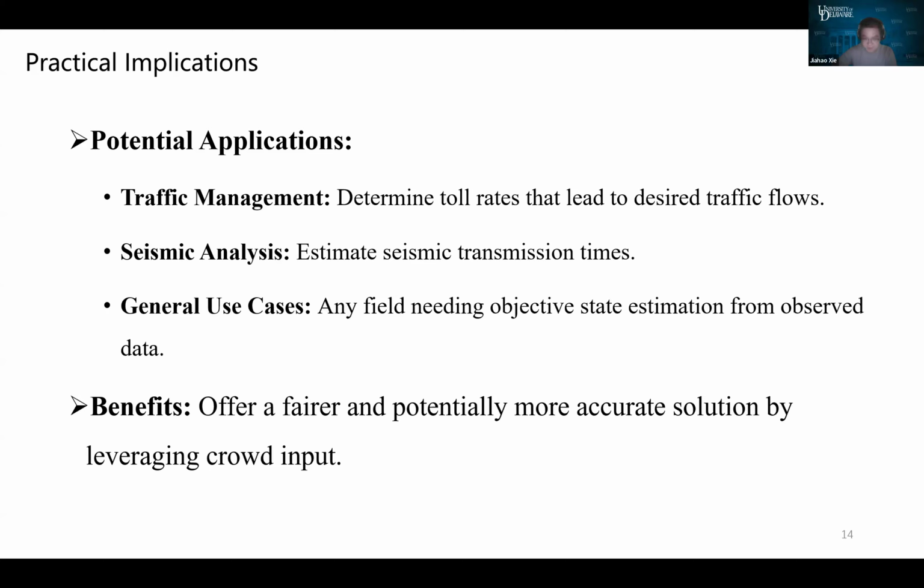Another example is seismic analysis, where we might estimate seismic transmission times after an earthquake by inferring unknown parameters objectively. We could achieve more accurate prediction. This approach is also generalizable to any field that requires state estimation from observed data. By using crowd input, we can achieve a fairer, more accurate understanding of the optimal state in each of these cases.